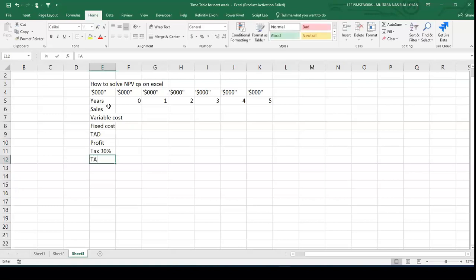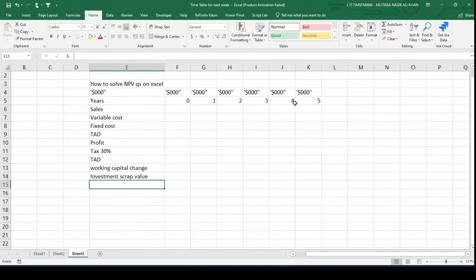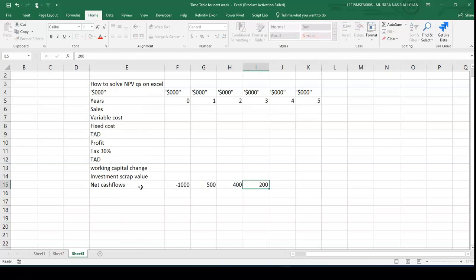Then we add back the depreciation, then working capital change, investment, scrap value. This is a very basic pro forma. And after that, we calculate the net cash flows. For example, net cash flow is 1,000, 500, 400, 200, 100, and 200. This is the basic pro forma, basic net cash flows.